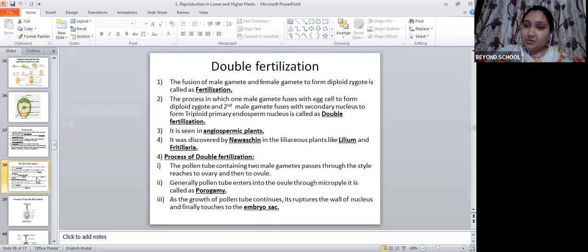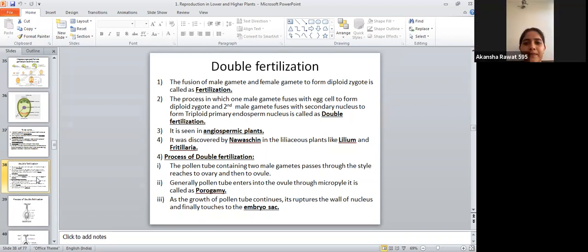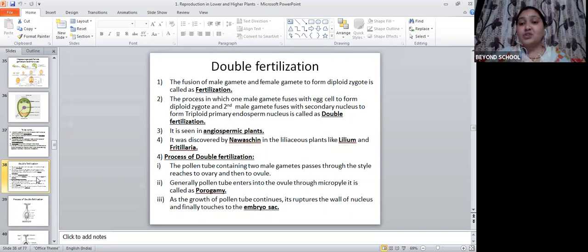Everybody knows that there is a pollen tube, which is called the germ tube, consisting of two male gametes. We saw this in the development of the male gamete: in the pollen tube there are two male gametes. And these male gametes pass through the style to where they have to reach.